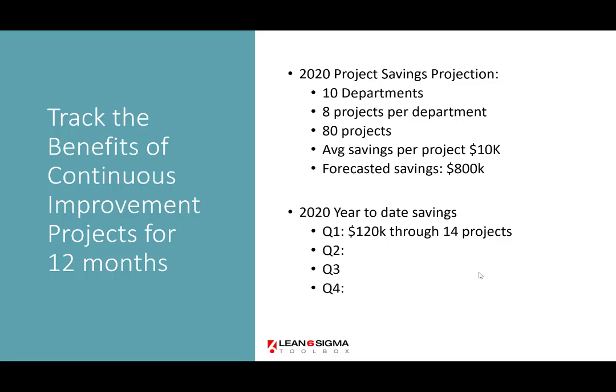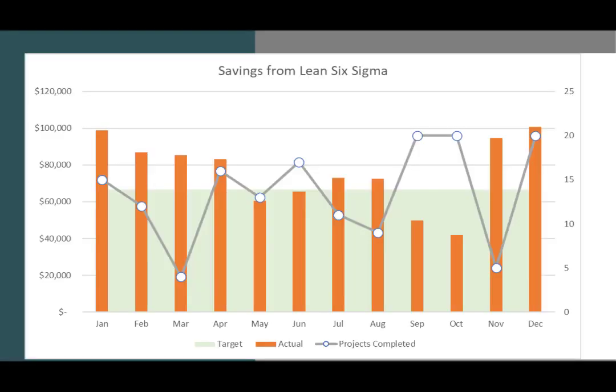So in this example, we have 10 different departments. We did 8 projects in each of the departments throughout the year. They had an average savings of $10,000 and a forecasted savings of $800,000 for the year. Then we can start tracking our savings to date. So it's Q1 of 2020. We've got $120,000 so far through 14 projects that we've completed. And if you can score this month by month, then you can keep track of the benefit your Lean Six Sigma projects are having on the organization.